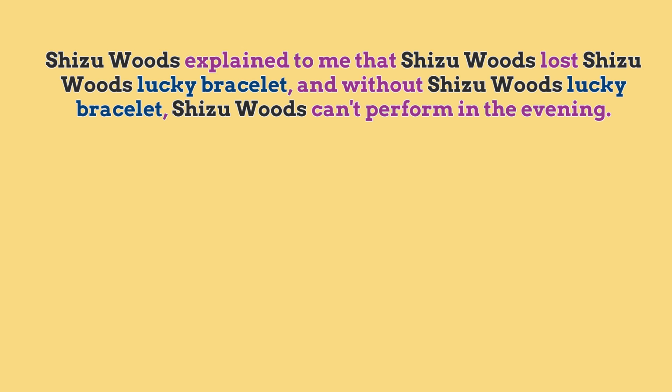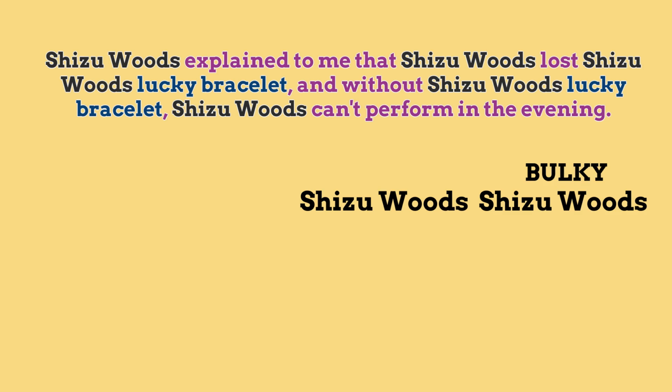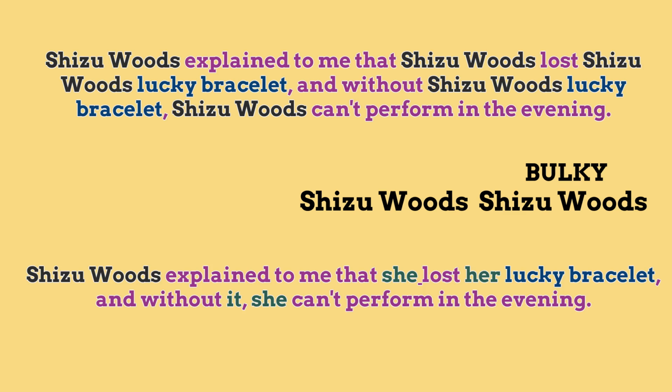Take a look at this sentence. Shizu Woods explained to me that Shizu Woods lost Shizu Woods' lucky bracelet, and without Shizu Woods' lucky bracelet, Shizu Woods can't perform in the evening. It sounds so bulky. The Shizu Woods everywhere. Let's make it less bulky. Shizu Woods explained to me that she lost her lucky bracelet, and without it, she can't perform in the evening. This sounds much better. What do you think?